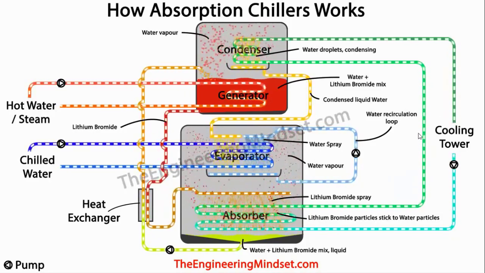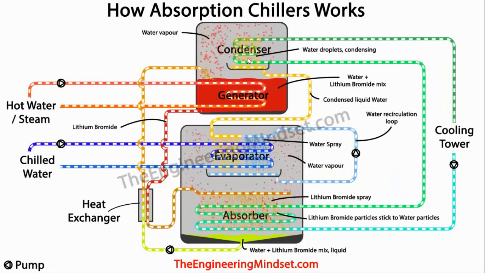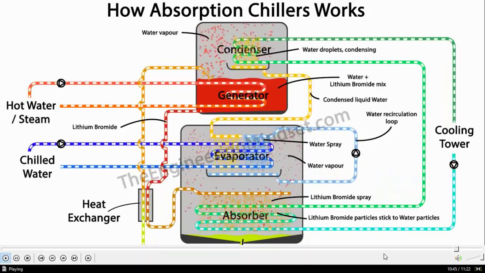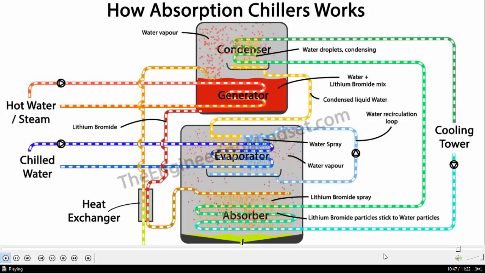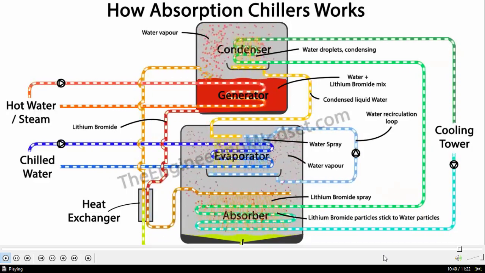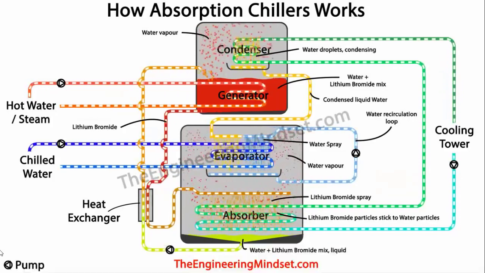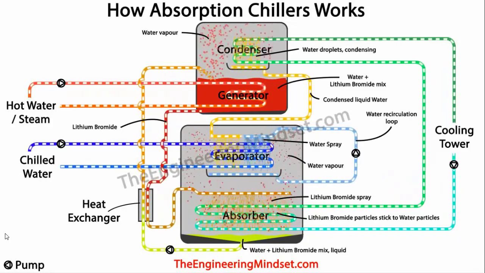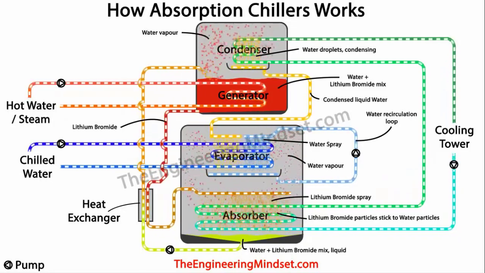Now the cooling tower water will also condense any of the residual water vapour particles or the lithium bromide particles and turn this back into a liquid. And once this has occurred, the mixture of lithium bromide and water is collected at the bottom of the tank in the bottom of the absorber, and it is now ready to be pumped back to the generator again to repeat the entire cycle. So there you have it.